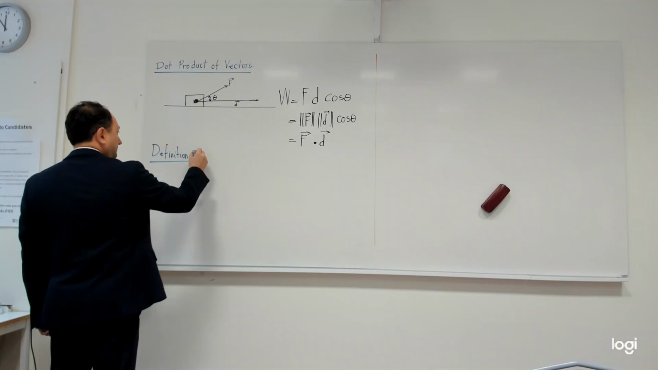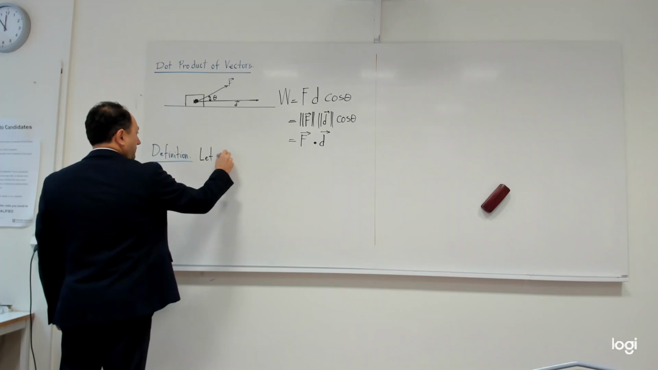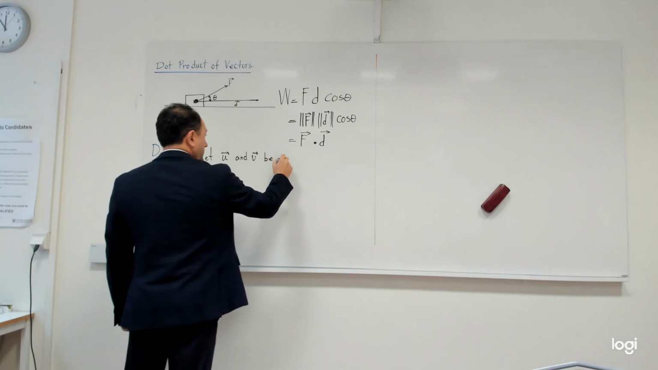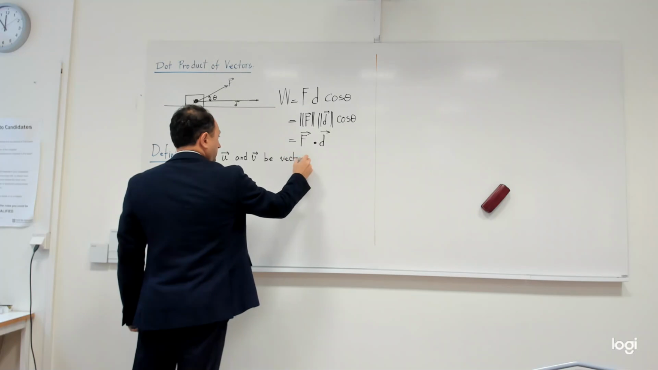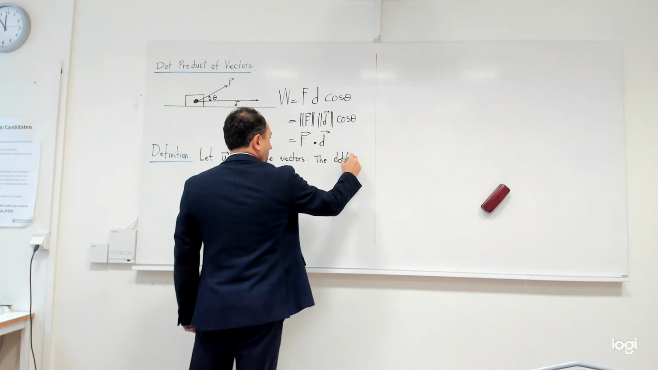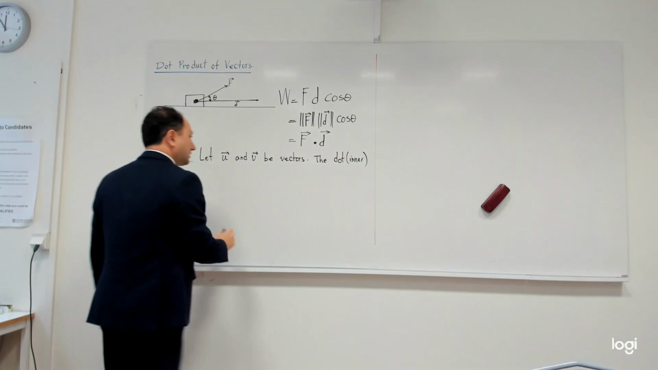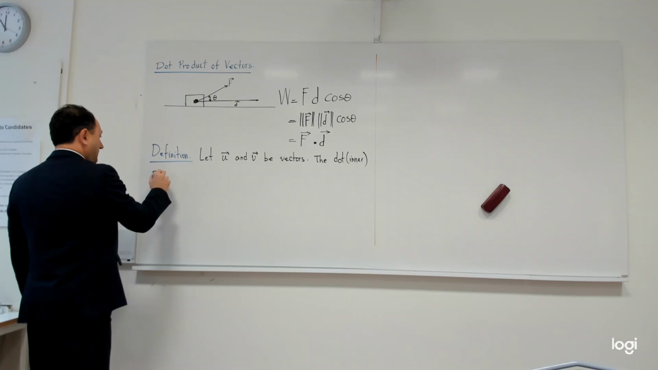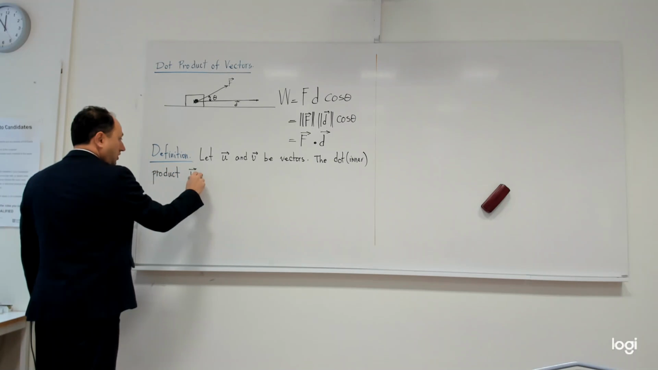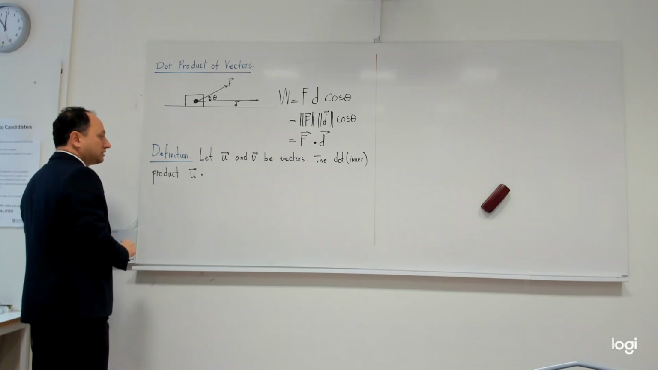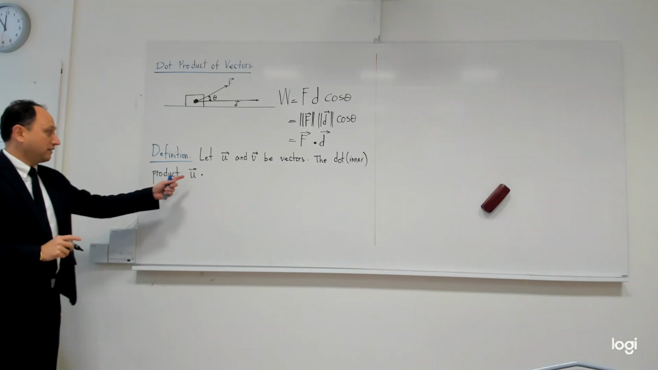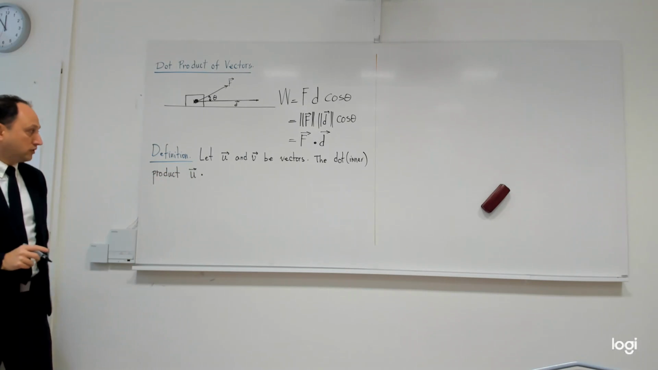Let u and v be vectors. The dot product, or sometimes people call it inner product, you have to write this dot. It's not like algebra where it's optional. Because we have two products, we have to mention which we mean. So you have to write this dot product.